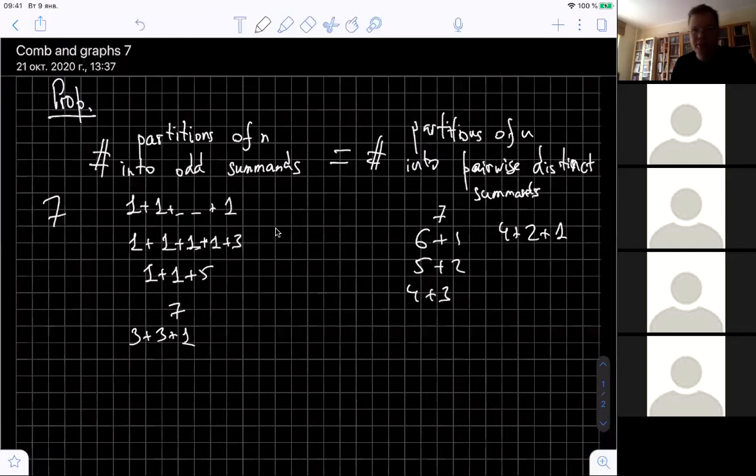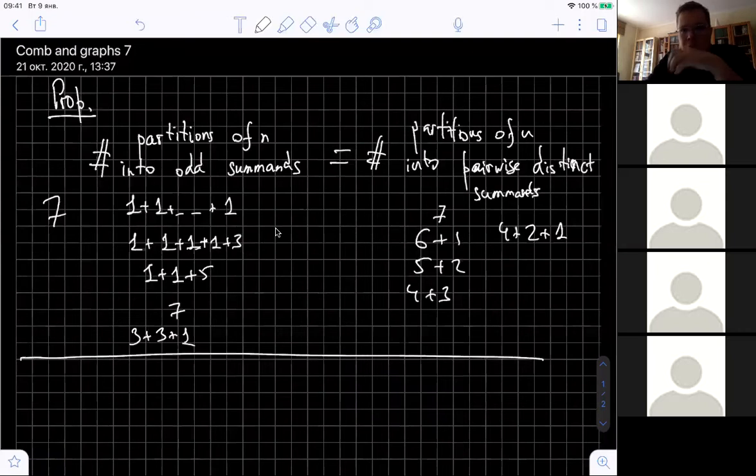So I have 5 here and 5 here, and I want to produce the map from the first set to the other set, a one-to-one correspondence. So if I have pairwise distinct summands, I want to construct from them some partitions into odd summands, and an inverse map to this one.